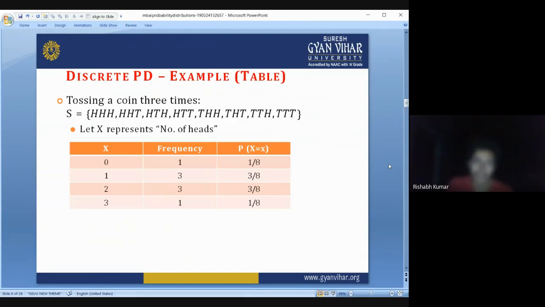Then the event where the number of heads is equal to three, how many outcomes can you see in the sample space? Only one outcome, the first one, head head head. This is the only outcome out of all the eight outcomes in our sample space that has three heads in it. So the frequency is one and the probability is going to be 1 by 8.